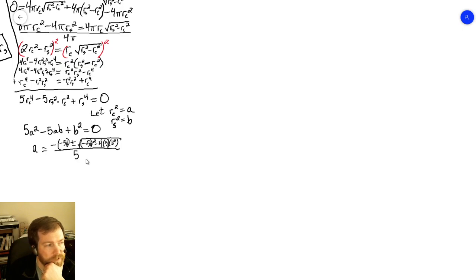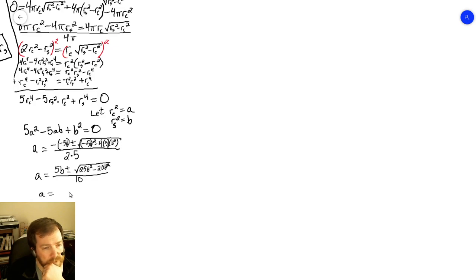Over 5. Twice 5. Alright, 2a. Okay, so this is going to be a equals negative negative is a positive 5b plus or minus square root. This is going to be 25b squared minus 20b squared. Square root of 5 is not too bad. Okay. Over 10.